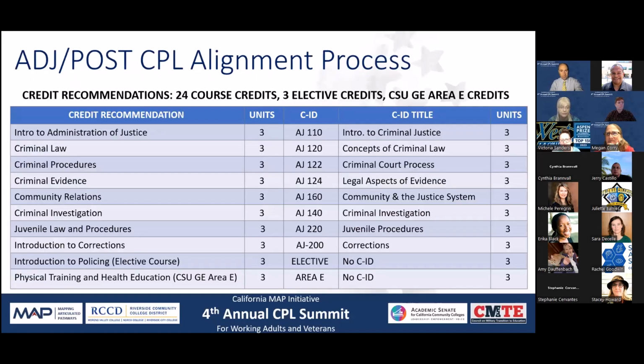Next slide, please. Here is the visible credit recommendation of the work group. We said that students that graduate a police academy successfully should be given up to 30 units. 24 units aligned with 8 courses that have CIDs. One is an elective course. And then, of course, we included Area E, which is the physical training and health education. We have some colleges that have already begun to revamp their curriculum to make this recommendation align with their transferable degrees versus their non-transferable degrees. Next slide.